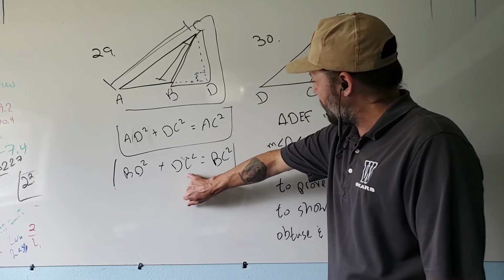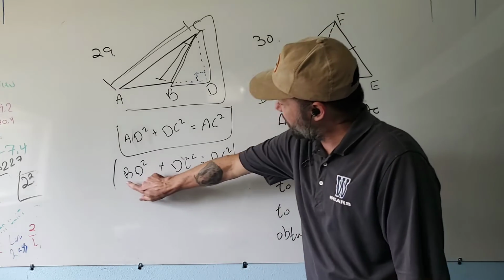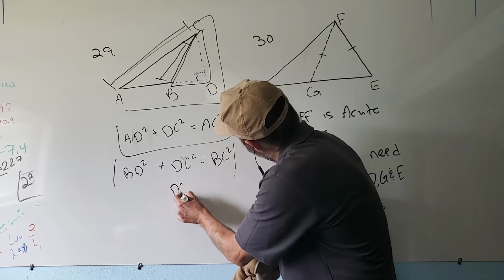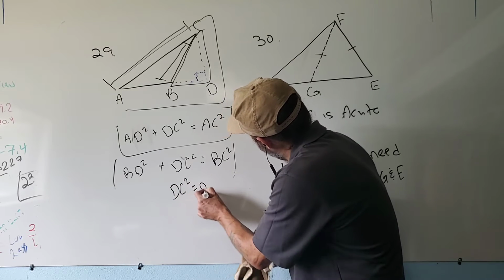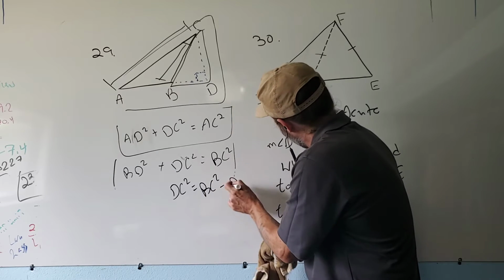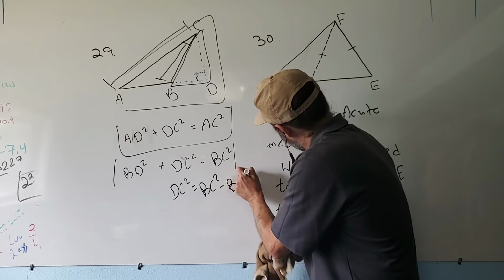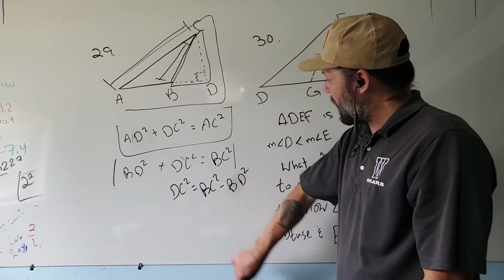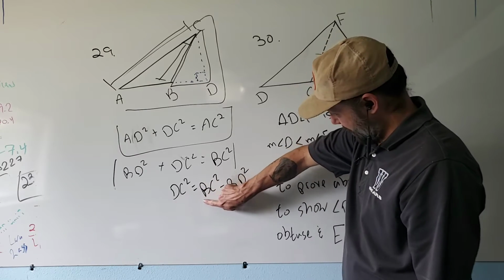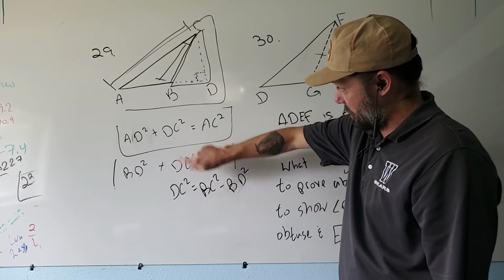And so I'm going to take my equation from my smaller right triangle, and I'm going to subtract BD squared from both sides, so I get the following. The length of DC squared is equal to the length of BC squared minus the length of BD squared. And the reason why I did that is I want to take this value of the length of DC squared and plug it in here into my other equation.